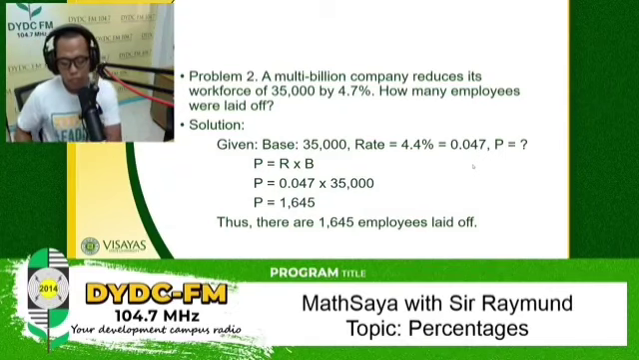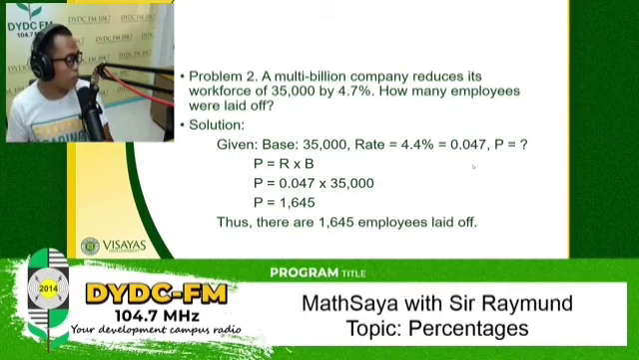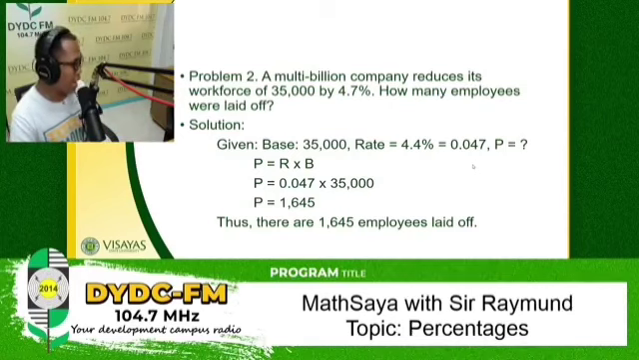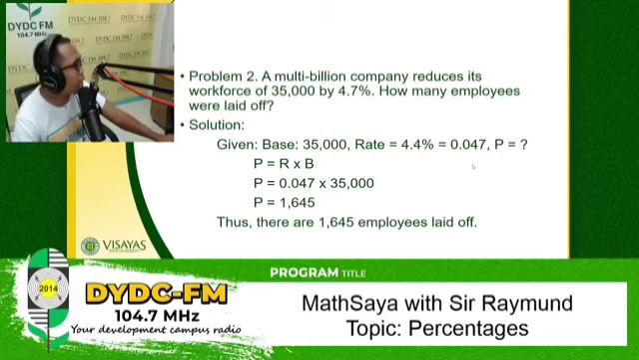Again, how to convert? You divide 4.7% by 100. So, 0.047. Okay? So, percentage is 0.047 times 35,000. So, the answer there is 1,645 employees ang gitanggal. So, 4.7% man ang gitanggal. So, pila man ang 4.7% ni 35,000? So, i-multiply lang nimo. So, 35,000 times 0.047. So, that's 1,645 ang gitanggal.